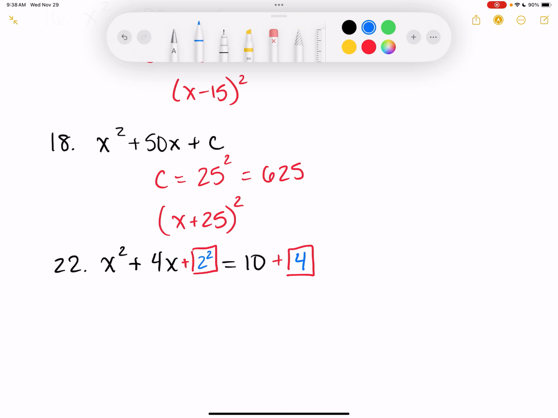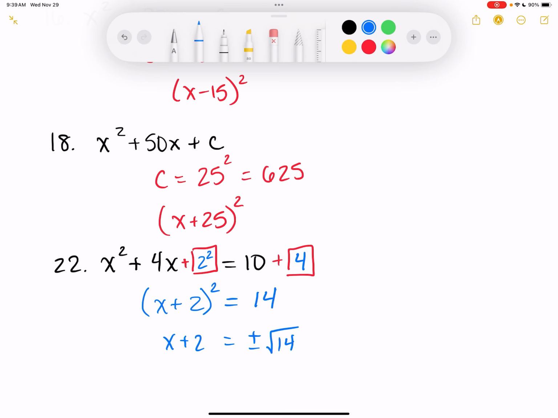So, perfect square trinomial on this side gives me what? X plus 2. Yep. Equals 14. Then we're back to the original problems. So take the square root of both sides. So x plus 2 equals plus or minus the square root of 14.